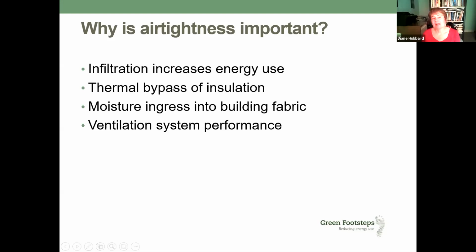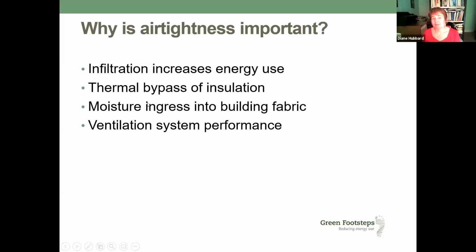Another problem that we have is that this infiltration can create what's called a thermal bypass of insulation. So you could have a situation where maybe you put external wall insulation on the outside of a building, but the detailing at the base of the wall or at the top of the wall is poor, and air tracks into the wall behind the external wall insulation. So that insulation is in effect bypassed. The air moves around it, and so you don't get the performance of the insulation that you expect.